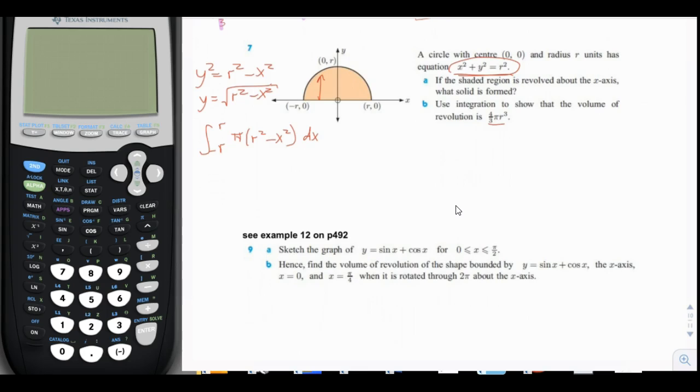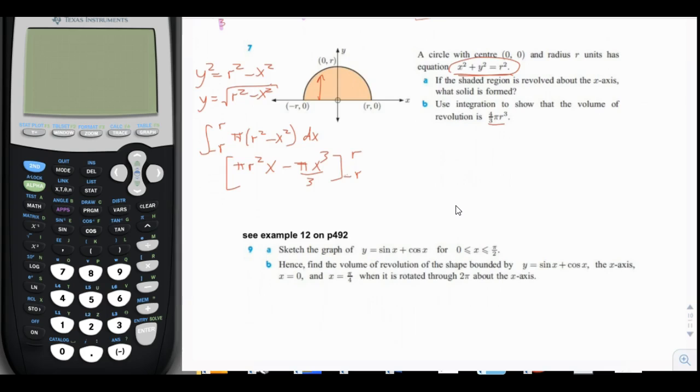So that's not a bad integral to do. If we're going to integrate pi r squared, we're going to get pi r squared x. Remember, r is not a variable. It's just a constant, so we just leave it there, and then we introduce the variable x. Now, for pi x squared, x is a variable, so we're going to do minus pi x cubed over 3. And then we're going to evaluate it from negative r to r.